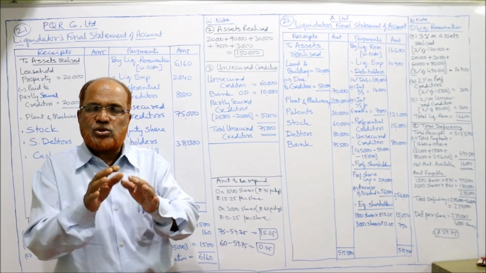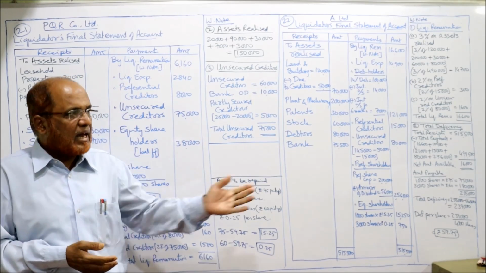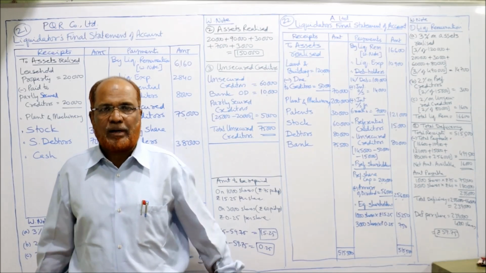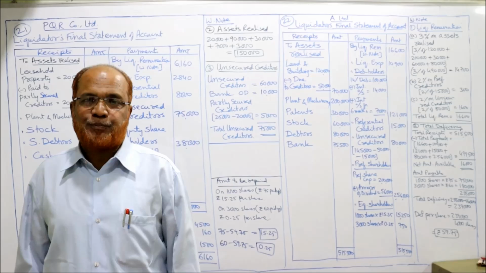Now this 16,000 should be distributed among A class and B class equity shares. That I have explained to you in detail. Hope you understood. So this is the end of problem number 22.